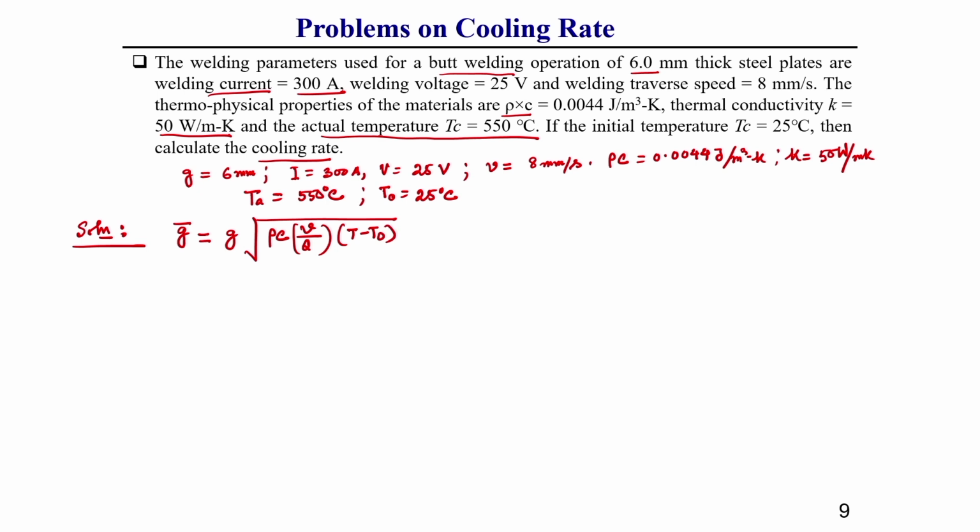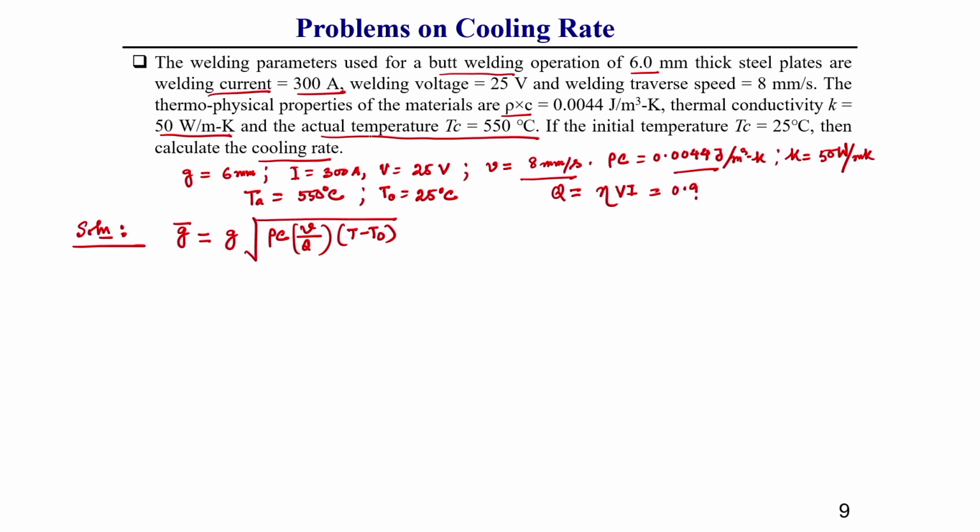By putting everything in, G is 6 millimeter, rho C is given as this, V is given as 8 millimeter per second, and Q is generally calculated. How to calculate this Q value? Q is the net heat input, which is equal to eta V I. This you should keep in mind. So, what is eta? It is the thermal efficiency, which is given as 0.9.